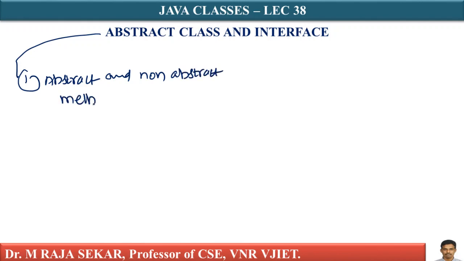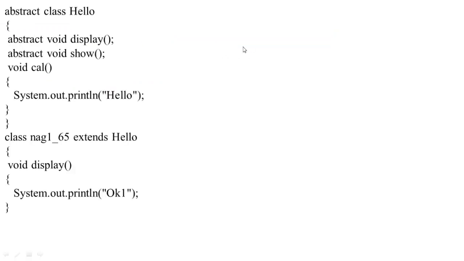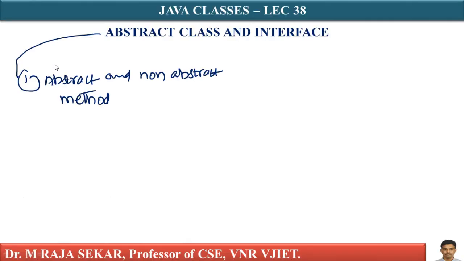Methods. If you want, just refer to this program, abstract class program. See, this is abstract class Hello. I have here display, show as an abstract method, and call is a non-abstract method. That's what I am writing here. Your abstract class can have abstract and non-abstract methods.